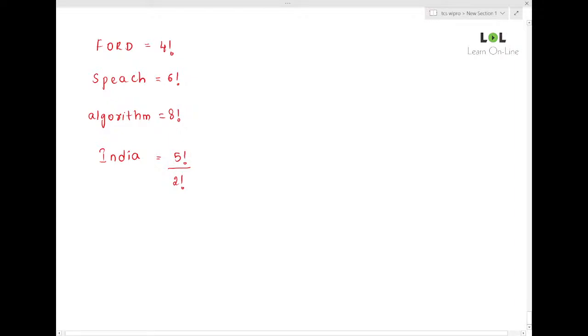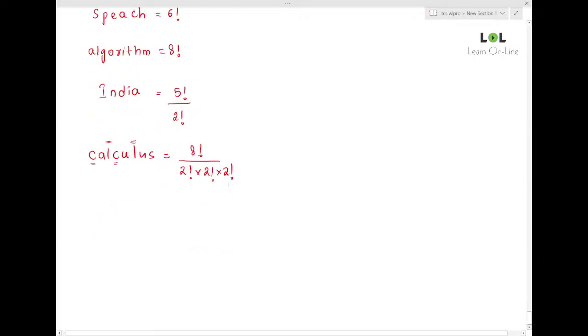Let me take another example. Let's say calculus. Firstly, how many letters are there? 8 letters. What do we do? 8 factorial. Are we done? No, repetitions. C is repeated 2 times, so we divide by 2 factorial, times L repeated 2 times, so again 2 factorial. U repeated 2 times, and that's why another 2 factorial. That will be our final answer.